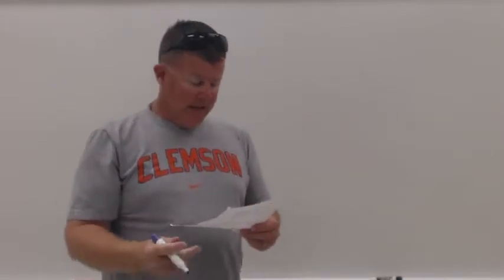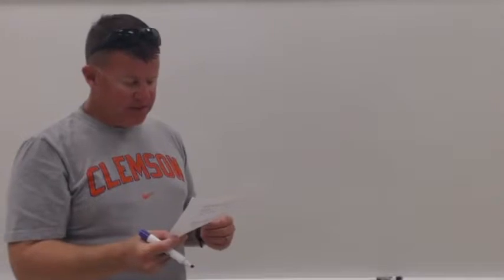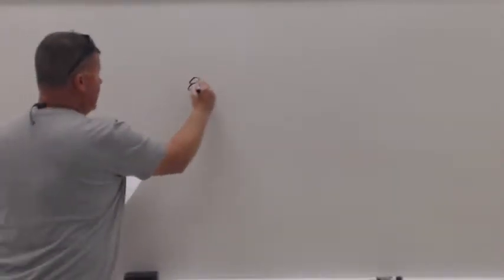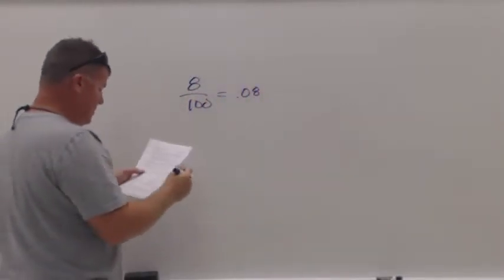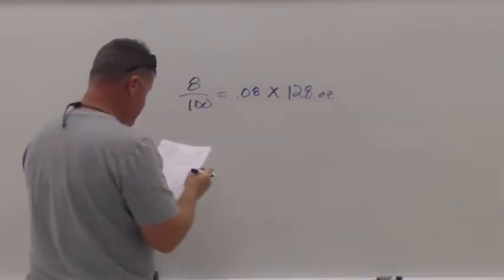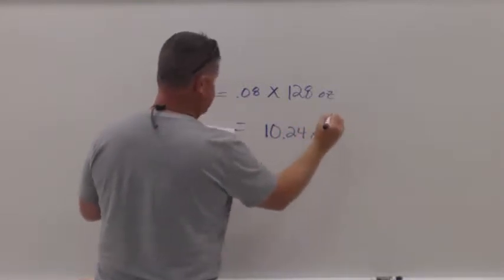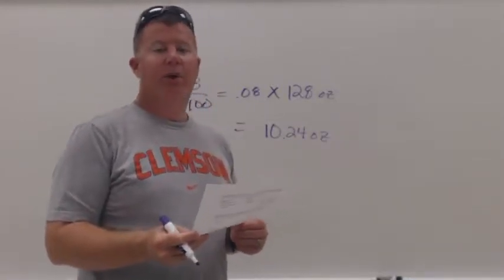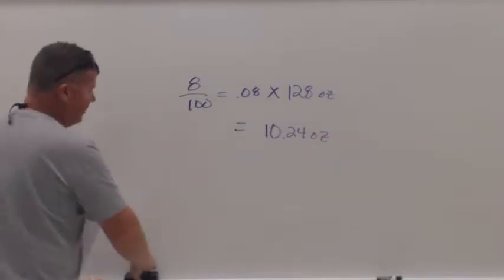Number 4, an 8% solution of pesticide will contain how many fluid ounces of pesticides per gallon of mixture? So we have 8%. Again, 8 over 100 is equivalent to 0.08. We're going to multiply that times 128 ounces that are in a gallon, and that is going to give us 10.24 ounces. So that's how many fluid ounces of pesticides per gallon of the mixture, because we have an 8% solution.